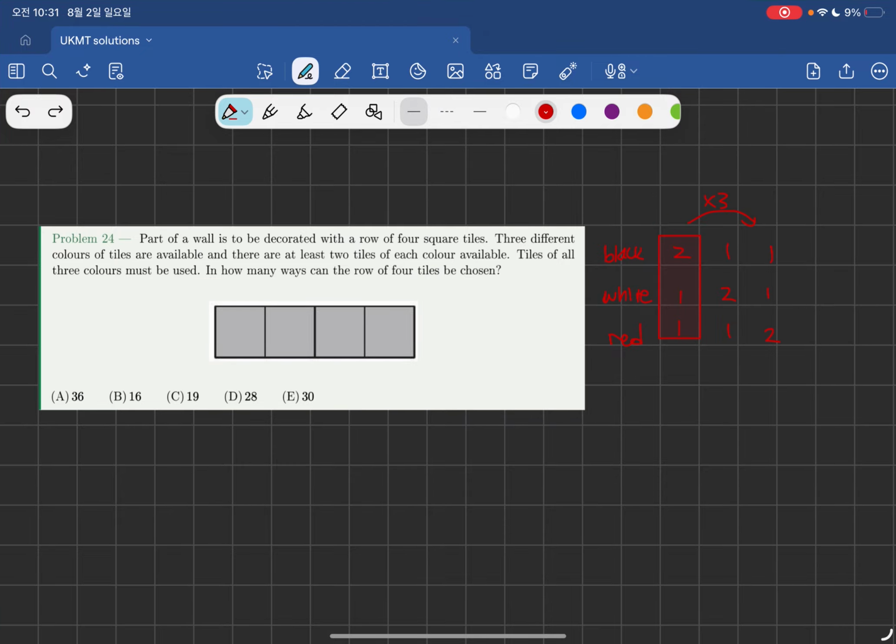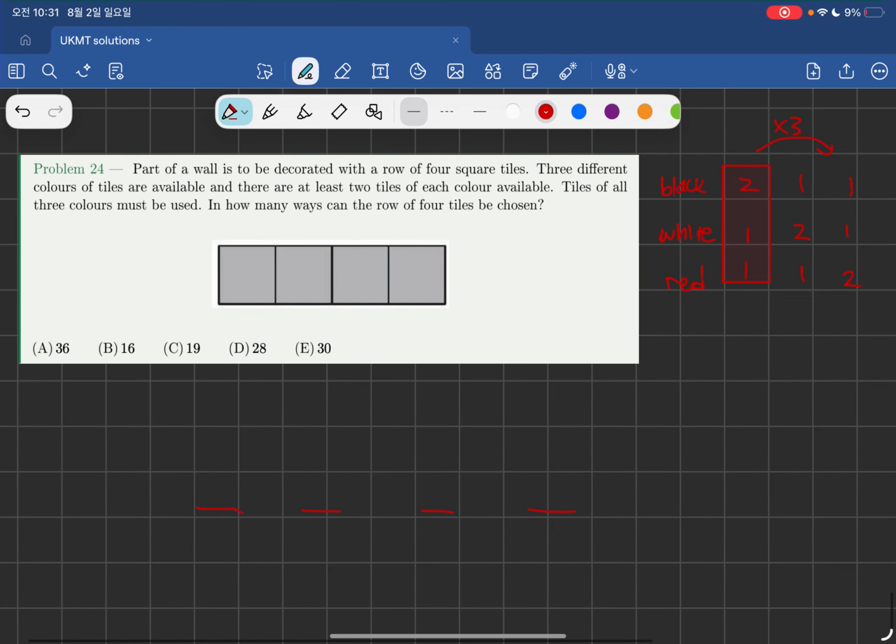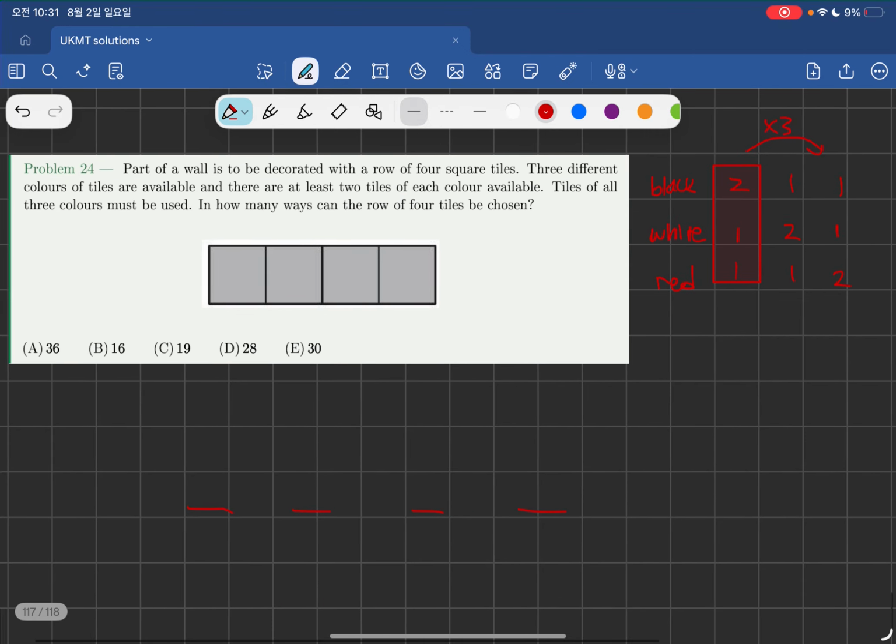So let's just look at the case where there are 2 black tiles, 1 white tile, and 1 red tile. There are 4 possible tiles, and let's just put white first. And there are 4 possible options, and let's say I just put in the second tile, the white one. We have 4 possible cases.